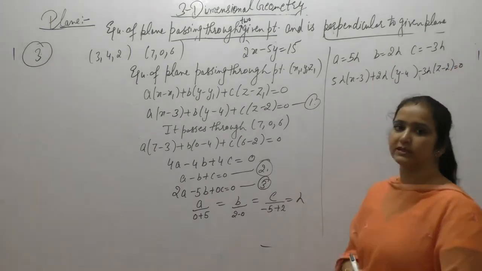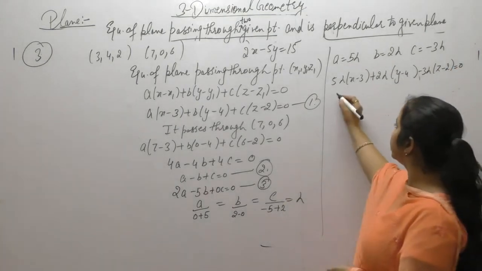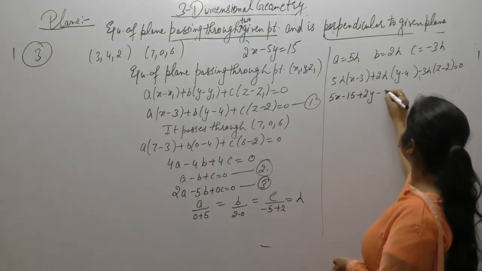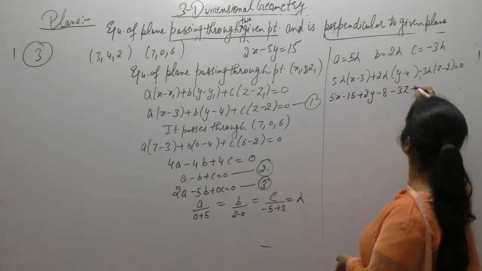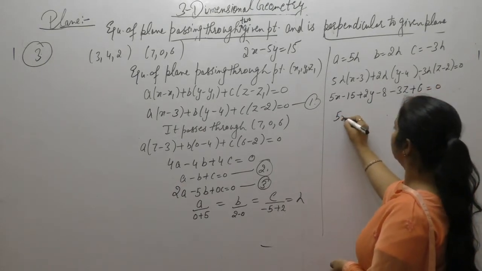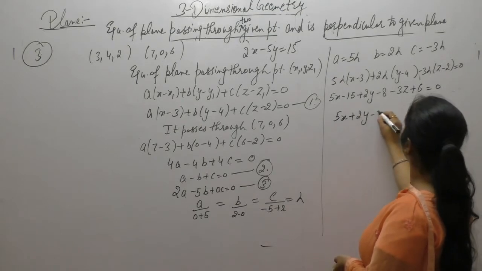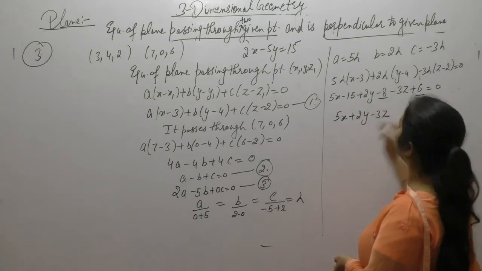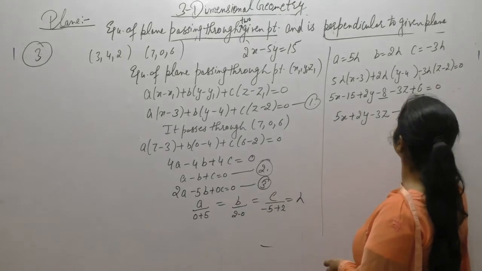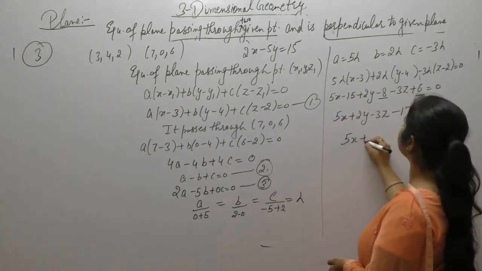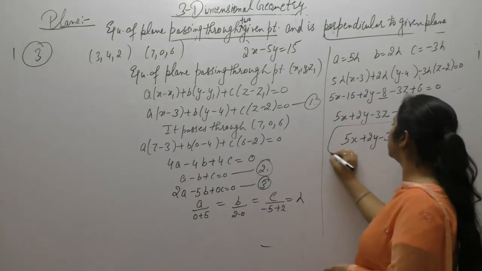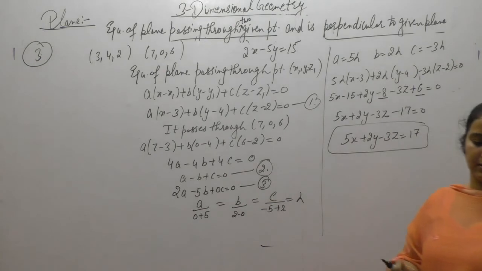Taking lambda common, 0 upon lambda is equal to 0. 5x, 5 into 3, 2 into y, 2 into 4, 3 into z, minus minus plus 3 into 2. So 5x plus 2y minus 3z minus 8 plus 6 minus 2 minus 15 and minus 2. So we get 5x plus 2y minus 3z equals 17. Note it down.